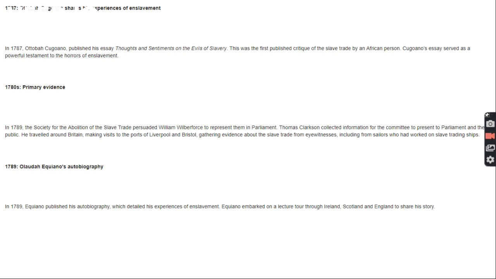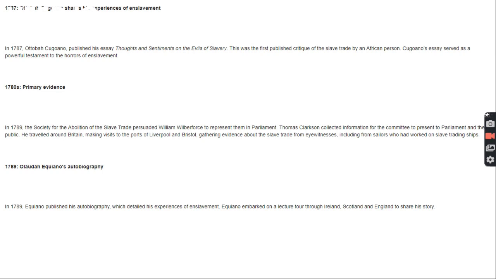1780s, primary evidence. In 1789, the Society for the Abolition of the Slave Trade persuaded William Wilberforce to represent them in Parliament. Thomas Clarkson collected information for the committee to present to Parliament and the public. He traveled around Britain, making visits to the ports of Liverpool and Bristol, gathering evidence about the slave trade from eyewitnesses, including from sailors who had worked on slave trading ships.